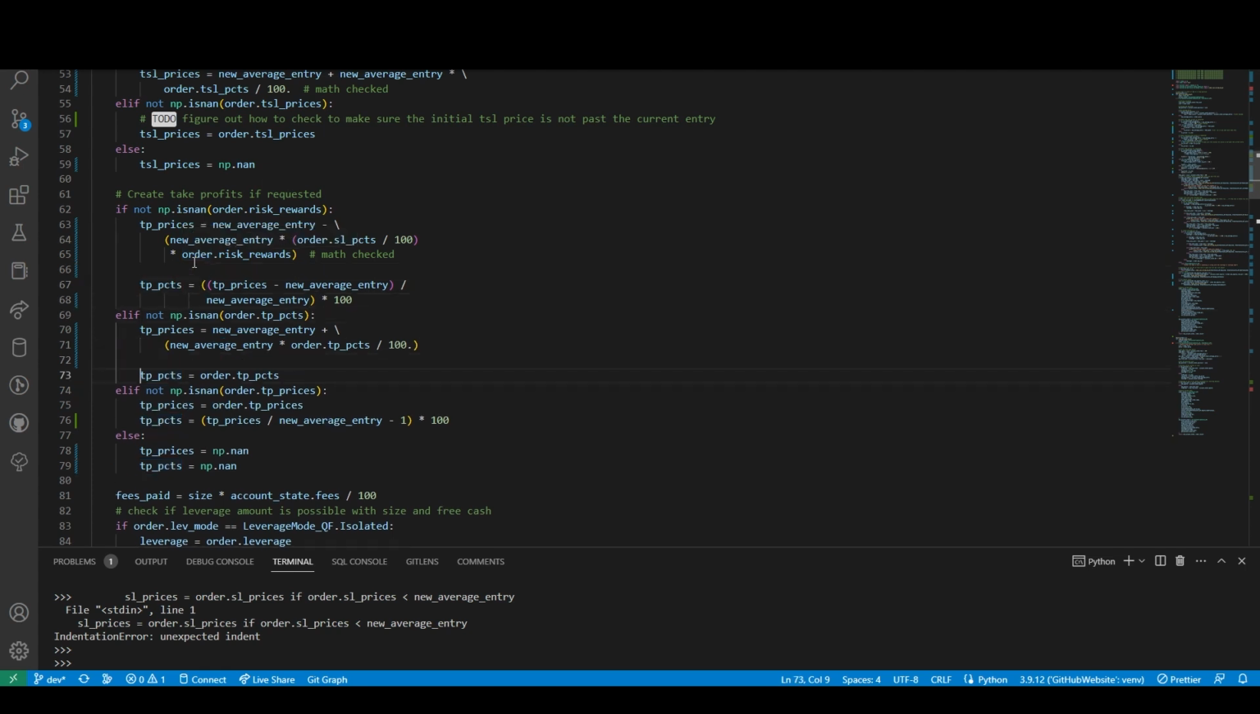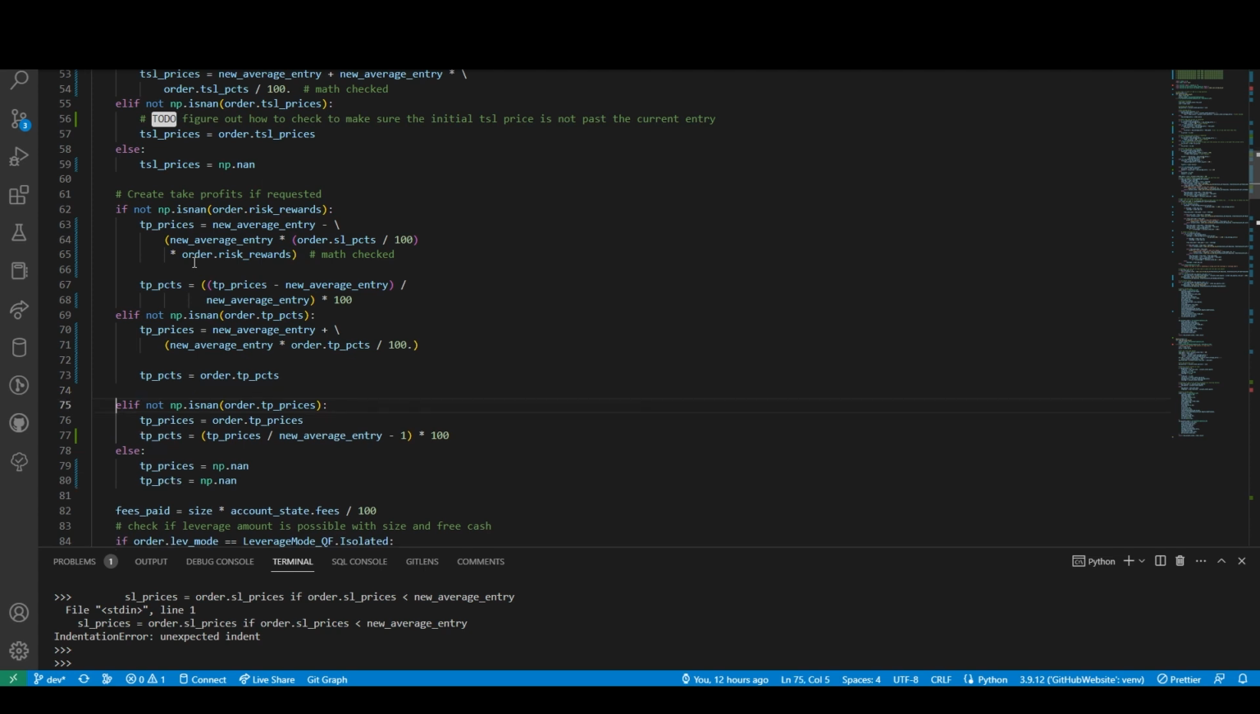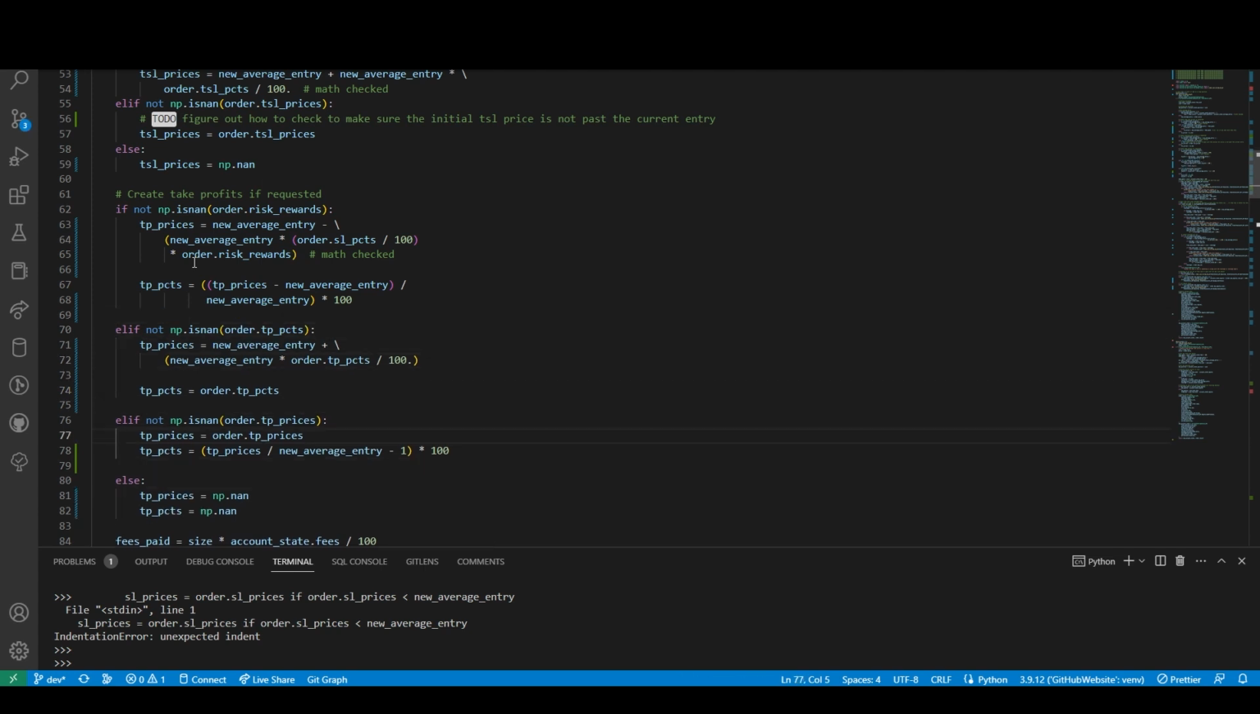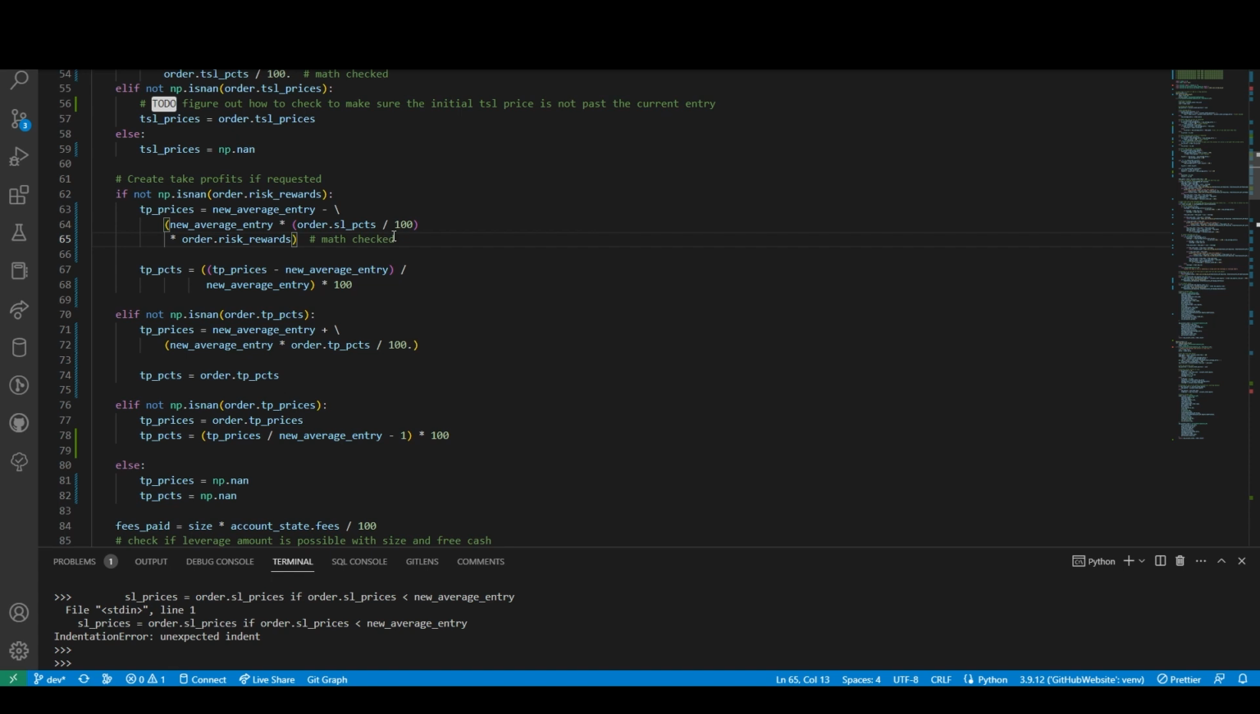It's so crowded. I need to change this formatting because I should be able to do it like this, but whatever. All right. New average entry minus this. Okay. And then take profit percent is take profit price minus new average entry. This is not right. It's new average entry minus, right?